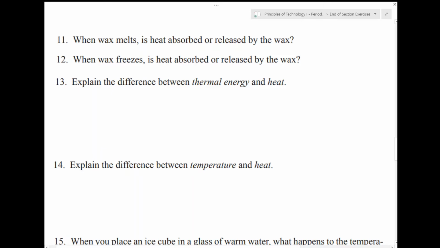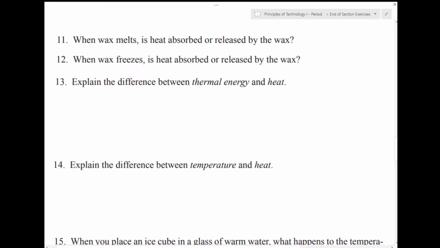Number 11. When wax melts, is heat absorbed or released by the wax? In order for something to melt, in order for a solid to melt, it has to have heat added to it. During the transition, it continues to absorb heat.